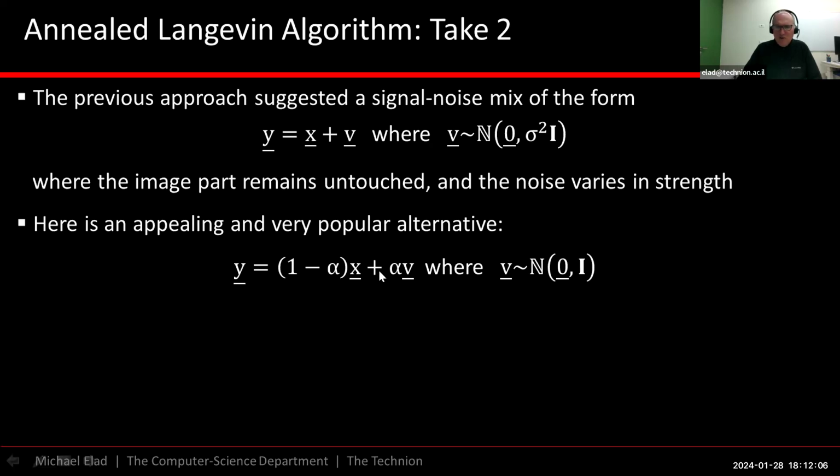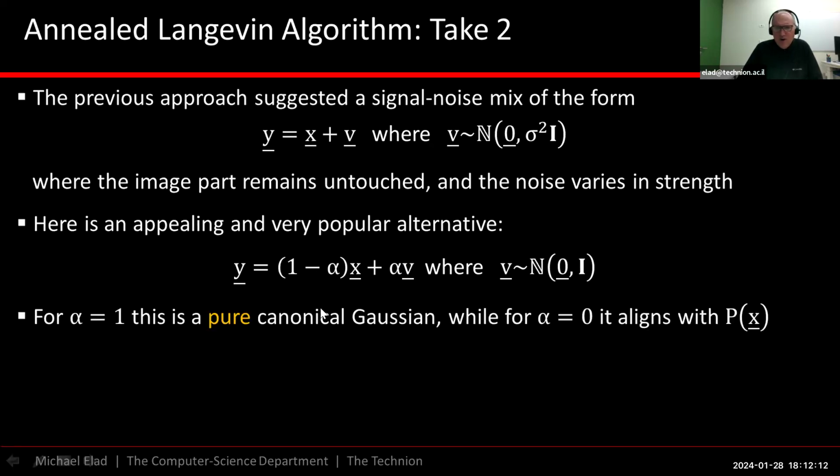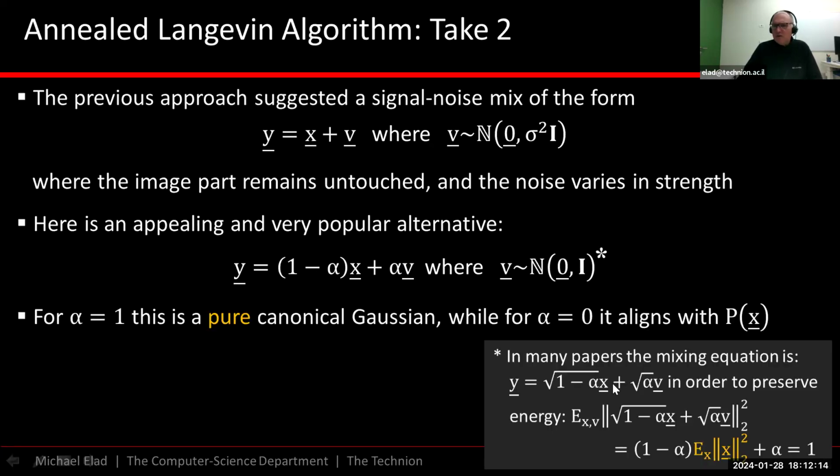In fact, if you go to the literature and see how people do diffusion, they don't even use this. They use this formula with the square roots. Why? Because of energy considerations that I don't want to drag here because it will come up next chapter and we will do it anyhow. So look at the case that y equals square root of 1 minus alpha times x plus square root of alpha times v.